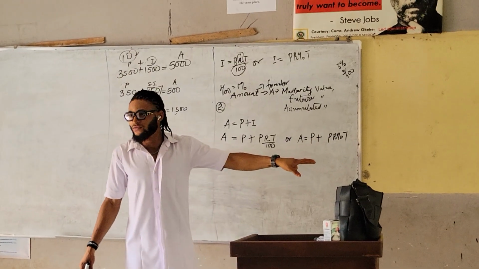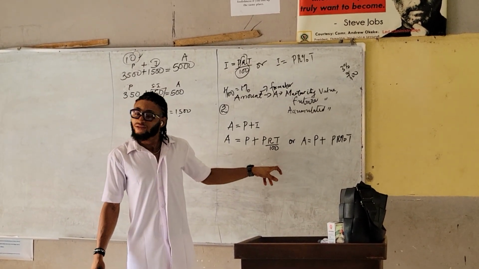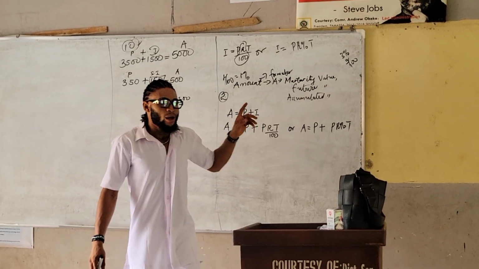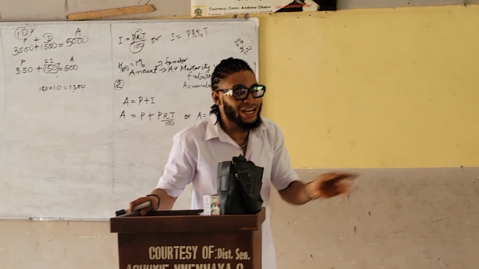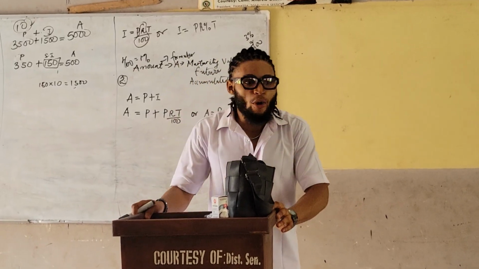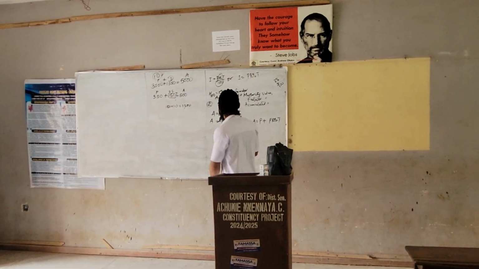From this amount formula you can now find all the other things. Like they might tell you to find the principal, you use the amount formula. Find the rate, find the time. But you can still find the rate, time, and principal using the simple interest formula. But I don't want to choke your heads too much with formulas. Now let's stop here.